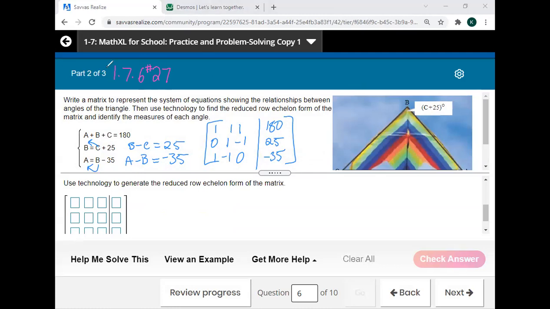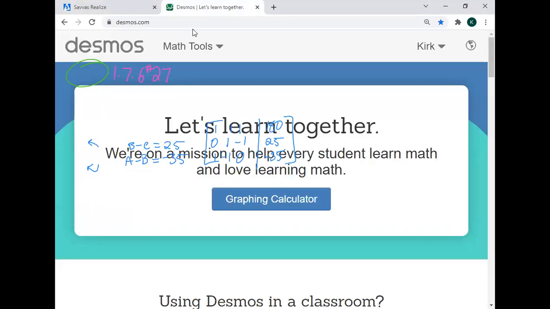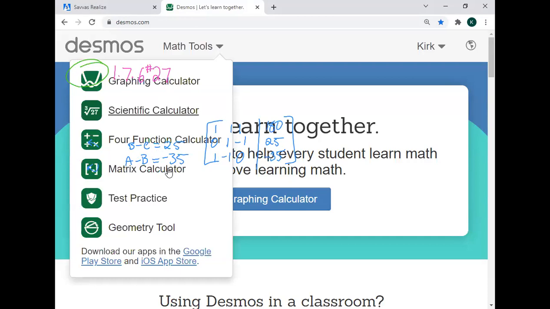Now I go to part 2, and it looks like there are 3 total parts up here. For part 2, we want to use technology to generate the reduced row echelon form of the matrix. So we'll go over to Desmos and use the matrix calculator. Up top here, math tools, down to the matrix calculator.